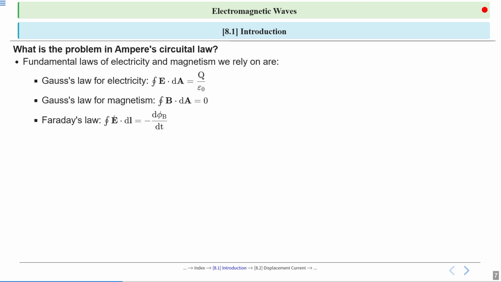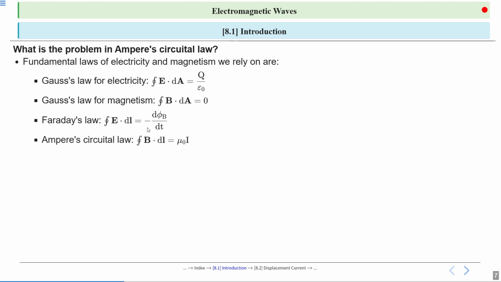the closed integral over a closed loop of E dot dl is equal to minus d phi B upon dt. One form is that the magnitude of EMF induced is equal to the rate of change of magnetic flux. And the other form, after putting EMF equal to minus closed integral E dot dl according to the relation of electric field and potential difference, is closed integral E dot dl equal to minus d phi B upon dt. That is the other form of Faraday's law.